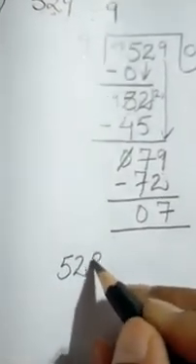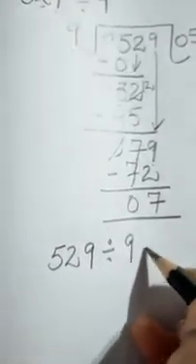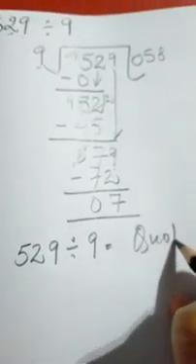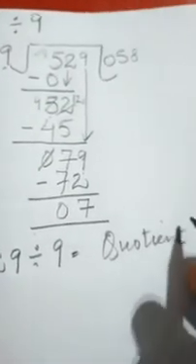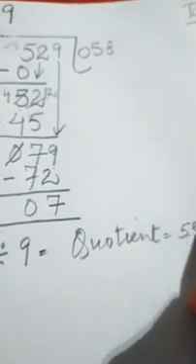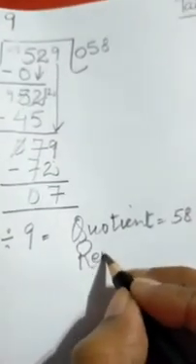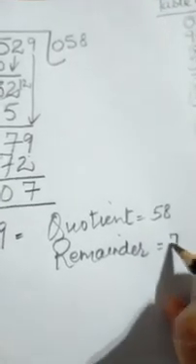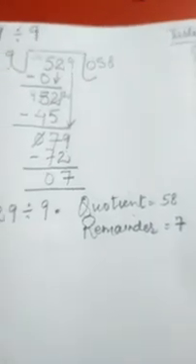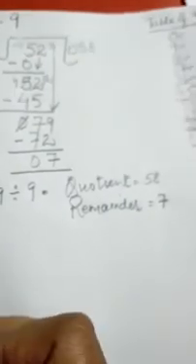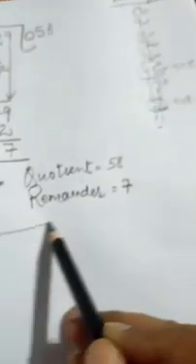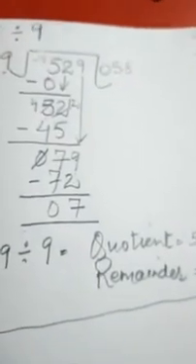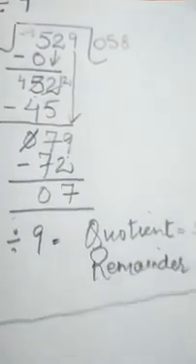529 divided by 9. We got quotient as it is 58 and the remainder is 7. Yes, like this we got the answer of this division. Yes, now in the same way we will do the next part, that is F part.